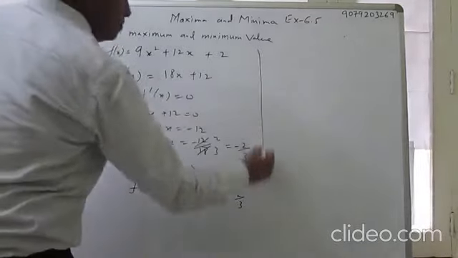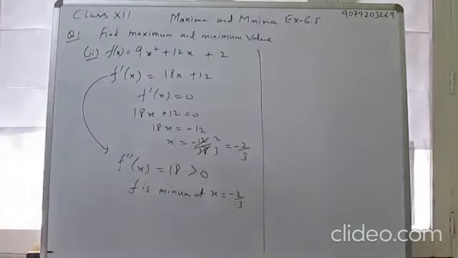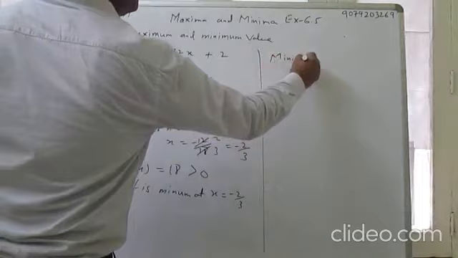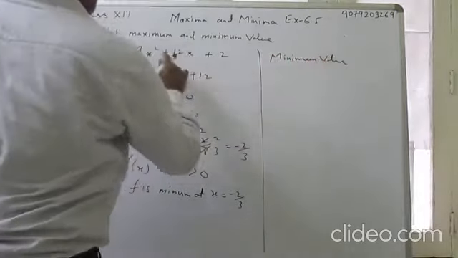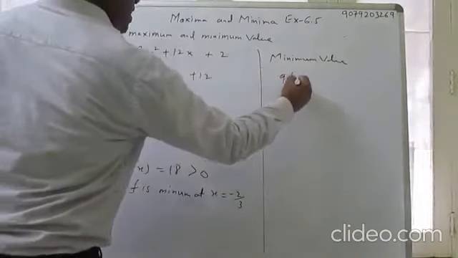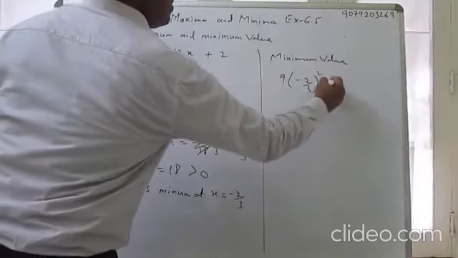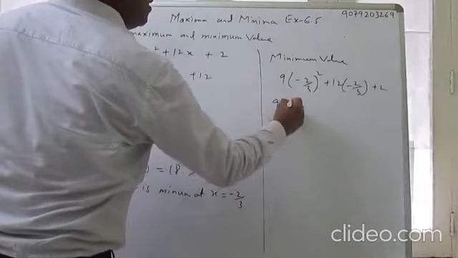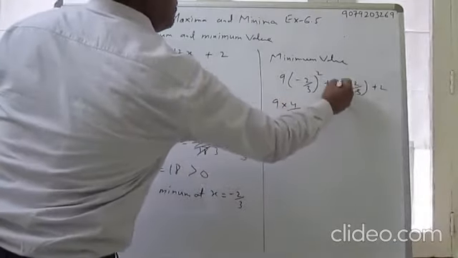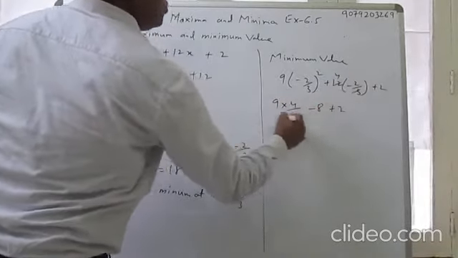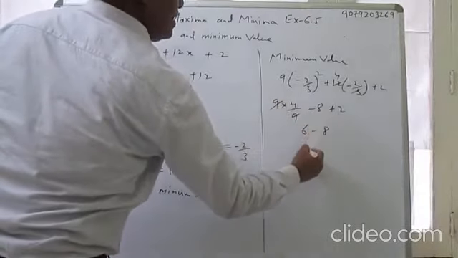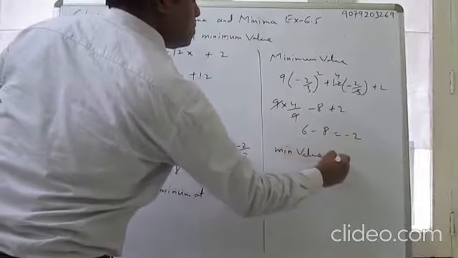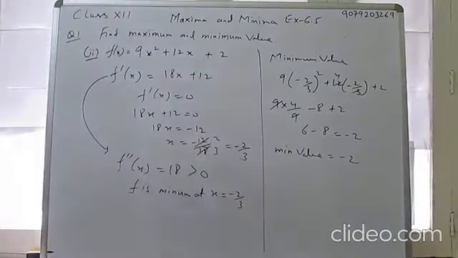So we find the minimum value. Put in this: 9 times (minus 2 by 3) whole square plus 12 times (minus 2 by 3) plus 2. So 9 into 4 upon 9 is 4, 12 into minus 2 by 3 is minus 8, plus 2, that is 6 minus 8. So the minimum value is equal to minus 2.